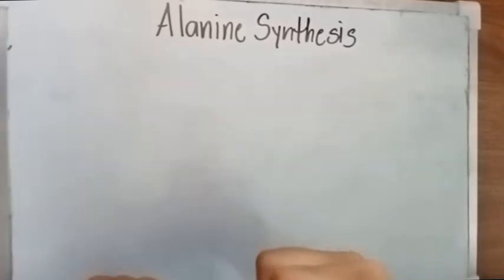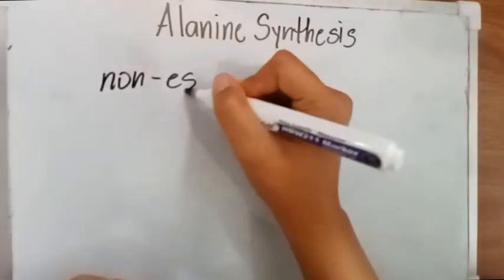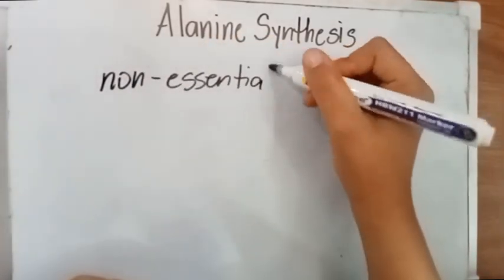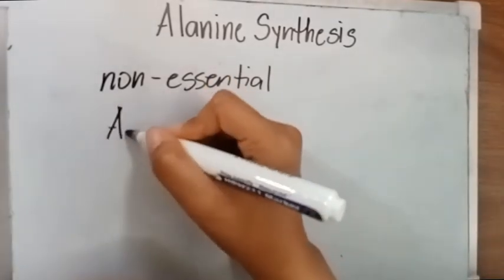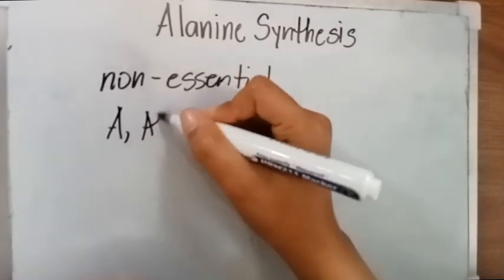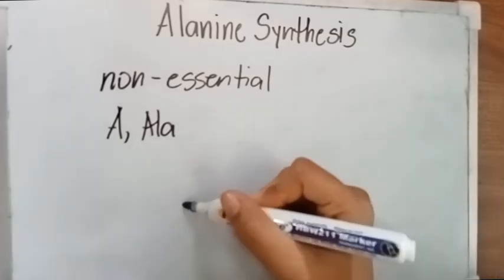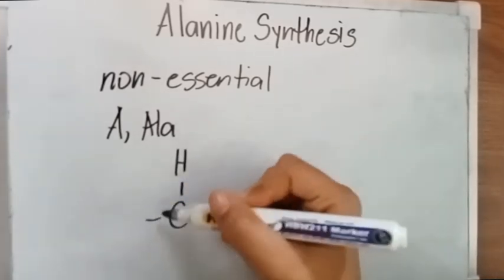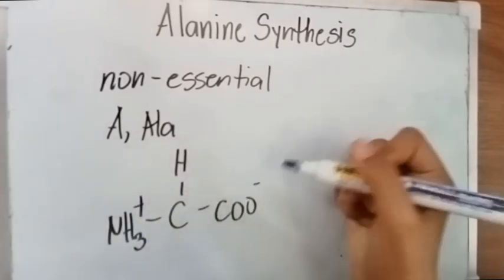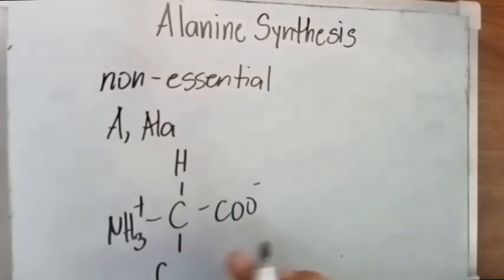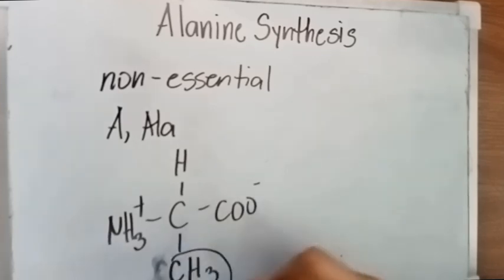So what is alanine? Alanine is a non-essential amino acid, meaning our body can make this on its own, and it is known by the one letter abbreviation A or three letter code ALA. Alanine has this structure with CH3 as its R group.